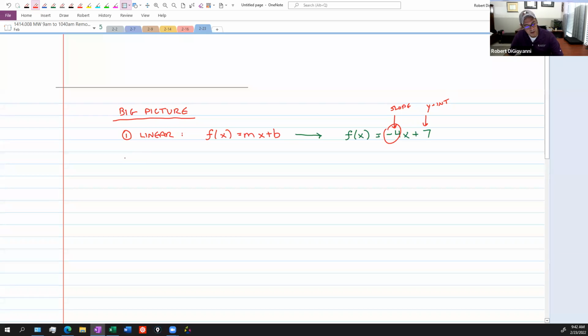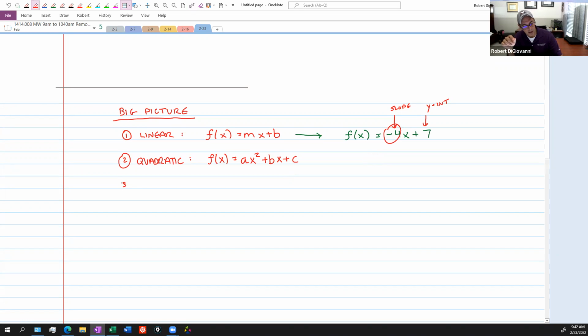The next type of function that we need to be comfortable with is a quadratic function. The general form is f of x equals ax squared plus bx plus c. I could give you a specific example, but we're going to do that all day today. So that's the second type of function college algebra students need to be comfortable with. That means you need to be able to graph a quadratic function and understand its characteristics.